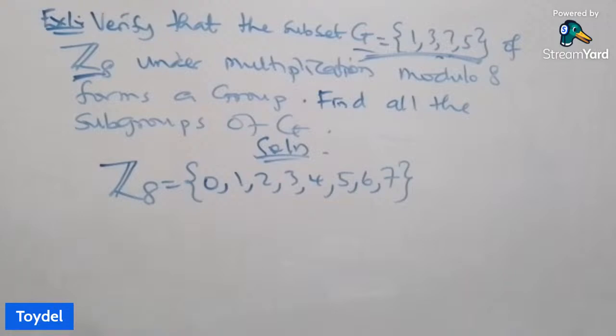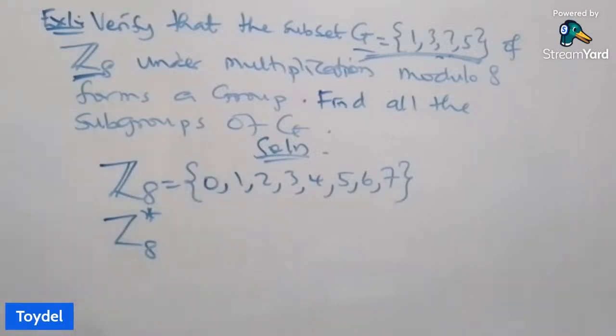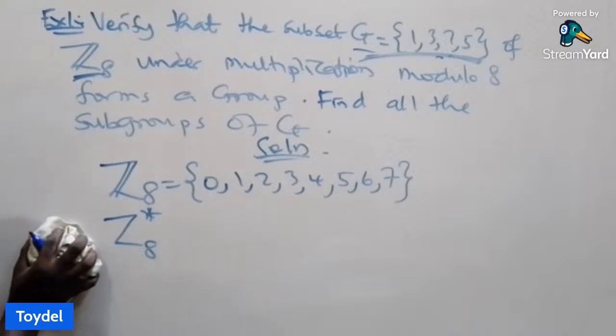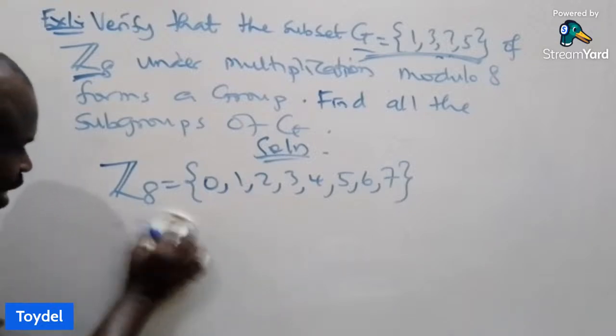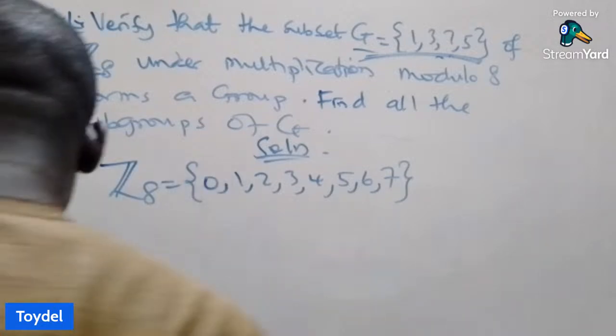If this is Z6, it will be from 0 to 5. But if we have Z8 asterisk, this simply means that you exclude 0. It's exclusion. You exclude 0 from the set. Please note, if there's an asterisk there, you exclude 0. So this is the data.